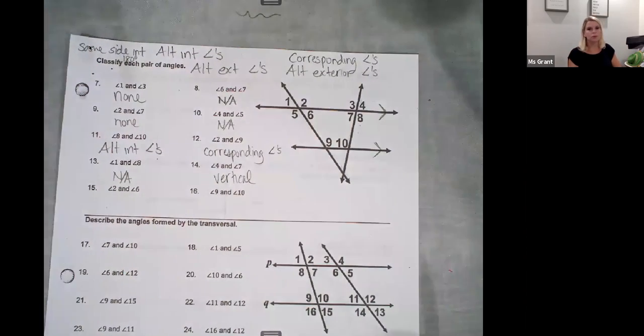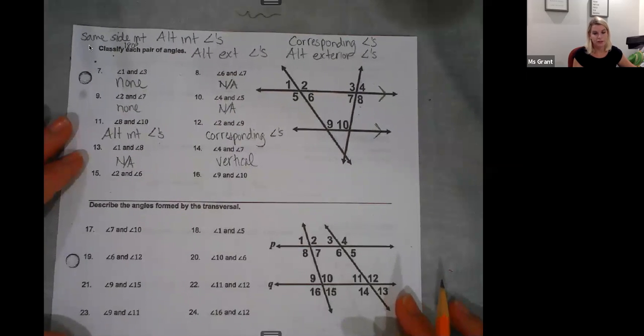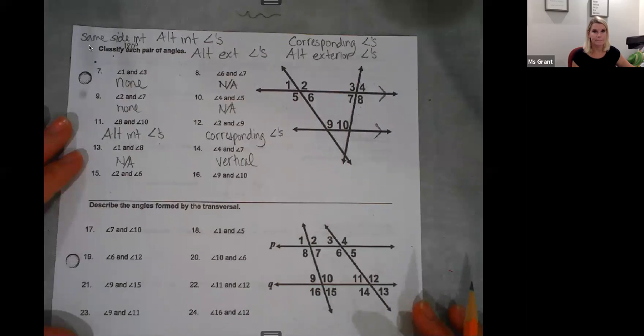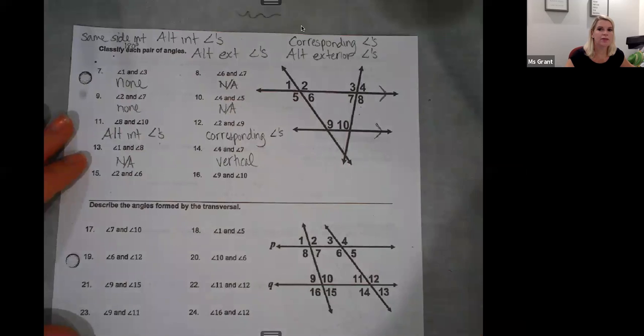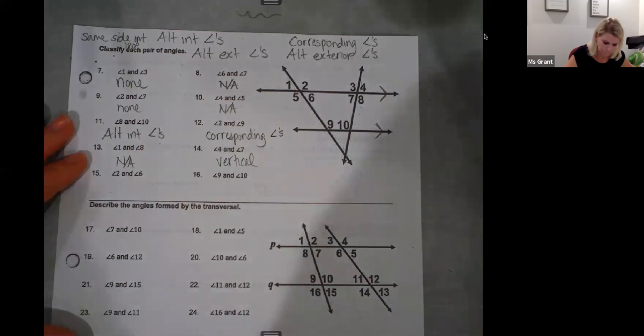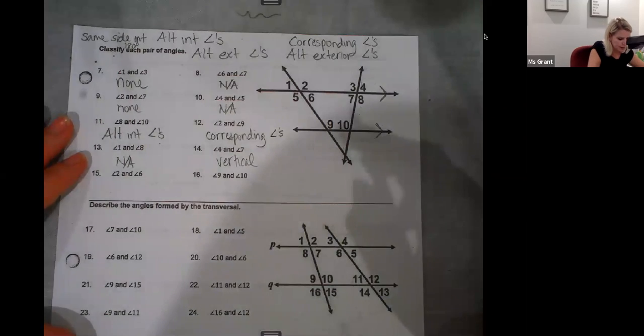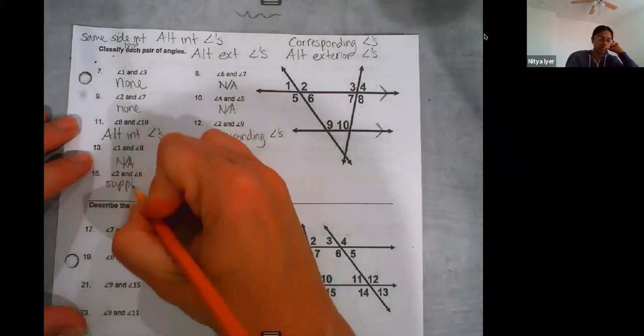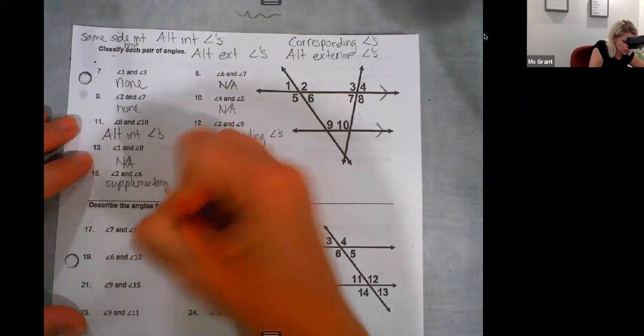2 and 6. Ooh, this is a good one. This is from last chapter, 2 and 6. Is it perpendicular? They're not perpendicular. 2 and 6 are right next to each other. So think of things that are right next to each other that add up to 180. Nitya. They're supplementary angles. They're supplementary. You could also say linear pair, I'm sorry.